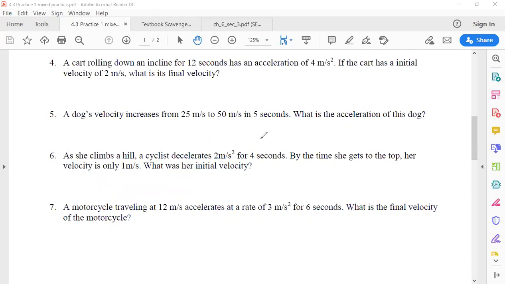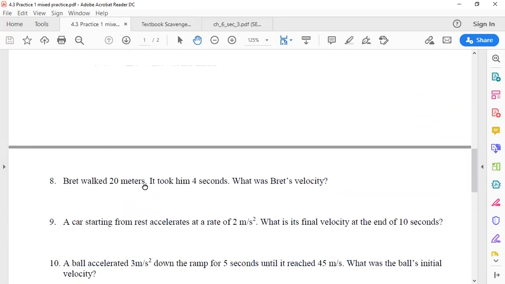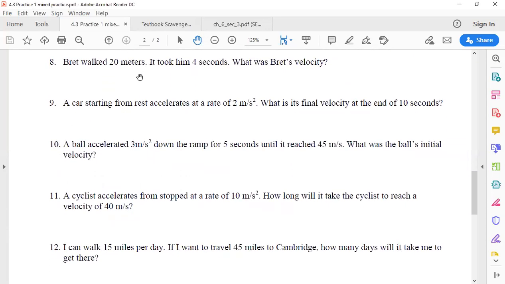Question 7, again, asks for final velocity. We've already gone over one of those. Question 8 asks for Brett's velocity. Okay, Brett's velocity. It says, Brett walked 20 meters. It took him 4 seconds. What was his velocity?